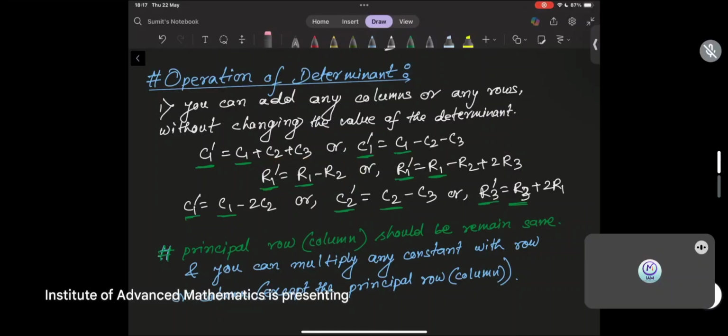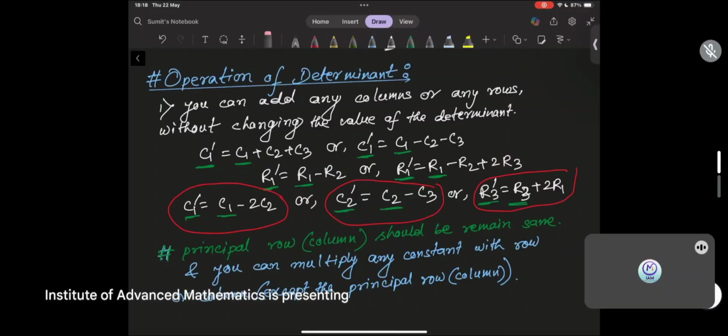Third, next example. Yes, sir. R1 dash equal to R1 minus R2 plus 2R3. That means again in R1 I will give an operation. The operation will be R1 minus R2 plus 2R3. Similarly, a lot more examples: C1 dash equal to C1 minus 2C2, C2 dash equal to C2 minus C3, R3 dash equal to R3 plus 2R1. This type of examples you can see.